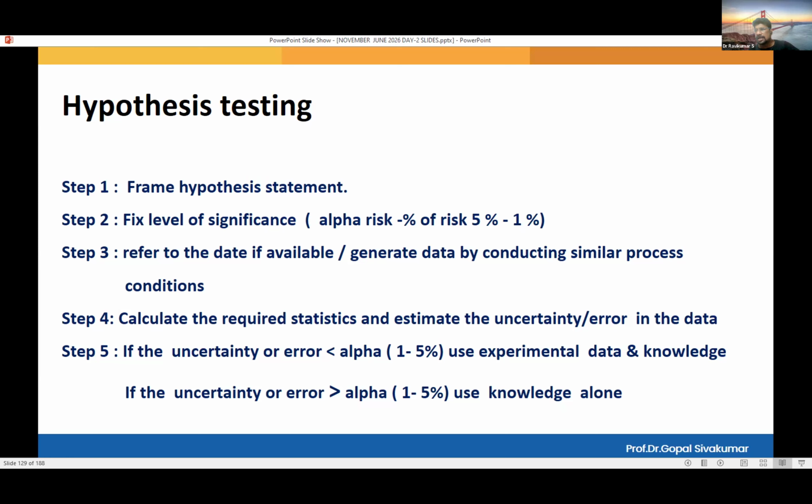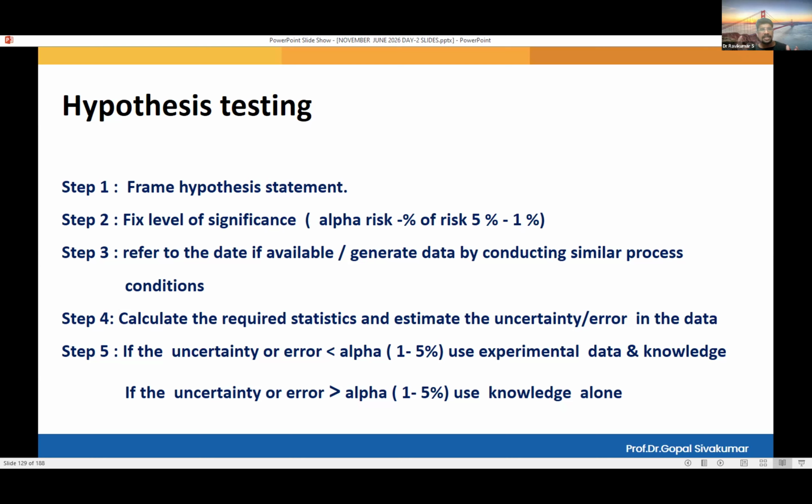When a thief or a murderer has committed a crime, the police, after catching him, will take him to the same spot where he committed the crime and ask him to do what he did on that particular day, how he committed the crime, and they will record everything on video. This is generating data by conducting similar process conditions. This is called generating data by creating similar process conditions.